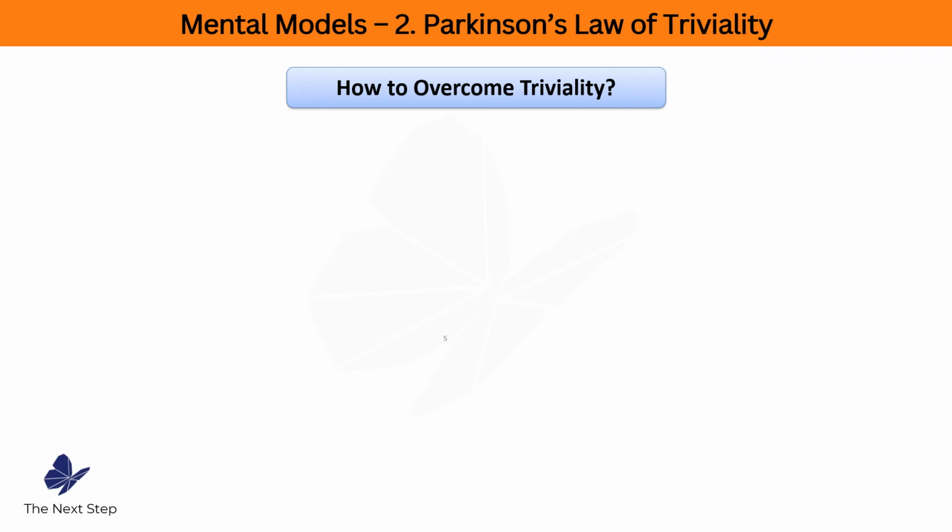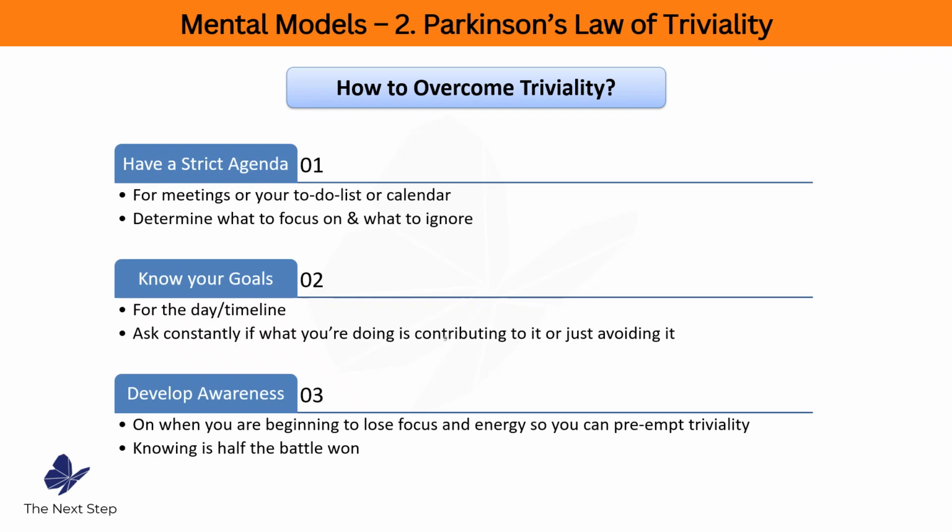So, how to overcome this triviality? The key to utilizing this mental model and combating triviality is going to be threefold. First, always have a strict agenda, whether it is your to do list or calendar. You should know what your focus is and what you should ignore. The second is always know what your overall goal is, whether for the day or the project or throughout the entire timeline. You have to constantly ask yourself, what is it that you're doing? Is it contributing to the overall goal, or is it just avoiding them?